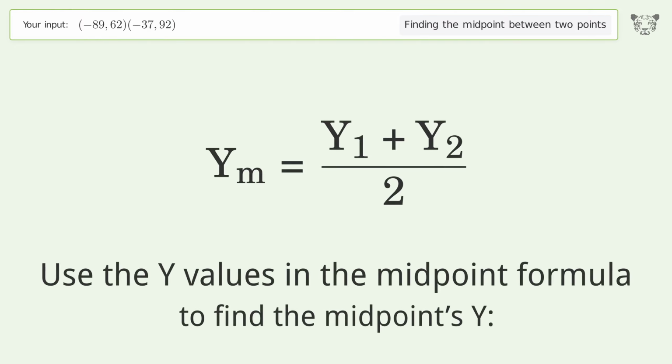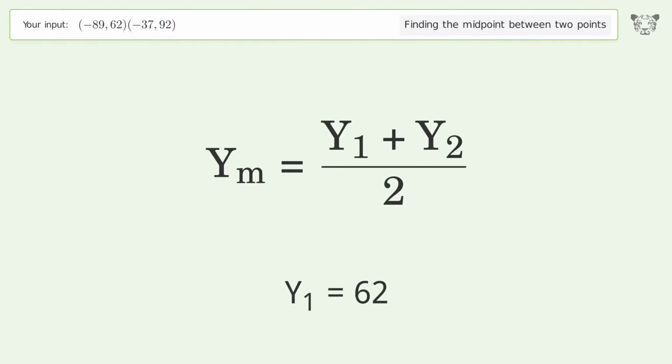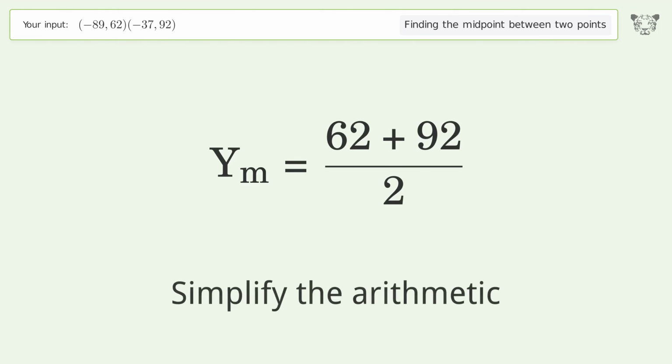Use the y values in the midpoint formula to find the midpoint's y. y1 equals 62. y2 equals 92. Simplify the arithmetic.